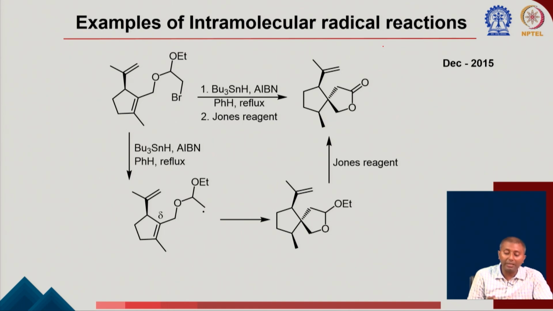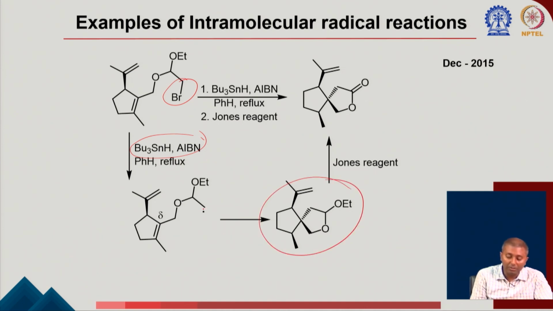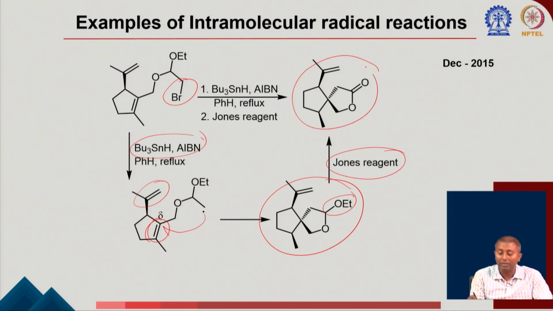Another important example here: tributyl tin hydride and AIBN generate the radical here, which goes for the intramolecular cyclization. Here you can see it is going to attack this double bond. If it went to the other double bond, then the ring size would be bigger. So it attacks here to form this compound, and then once you use the Jones reagent, it converts this one to the corresponding lactone.